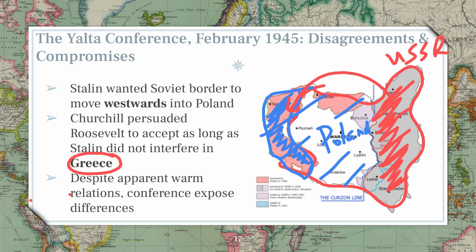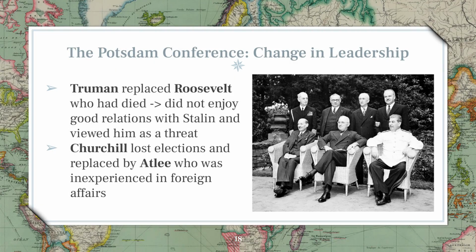Okay, so there were warm relations, but there were genuine differences. Okay, because Roosevelt initially did not like this arrangement. They don't like the idea of cutting, pasting borders. Right, and then of course, a few months later, unfortunately, there was a change in leadership for America. All right, because Roosevelt had passed away and was replaced by Truman, who was the vice president.